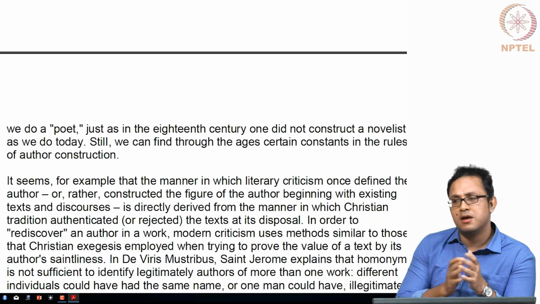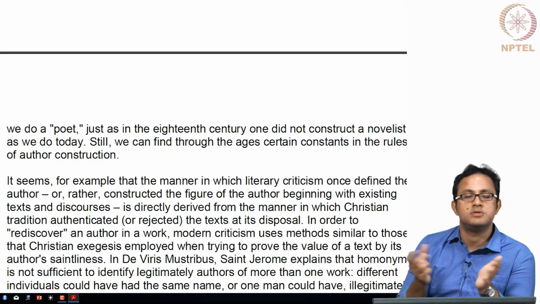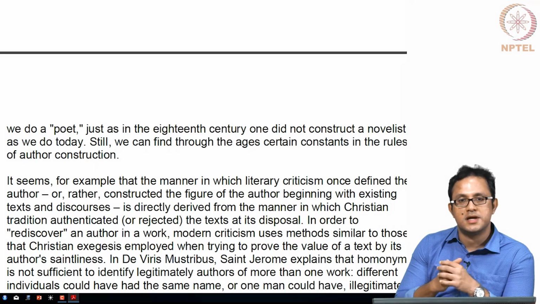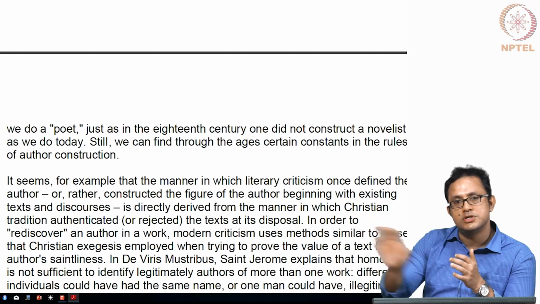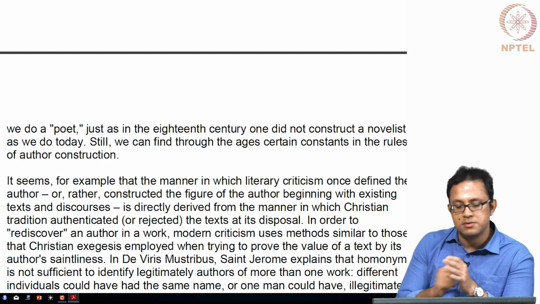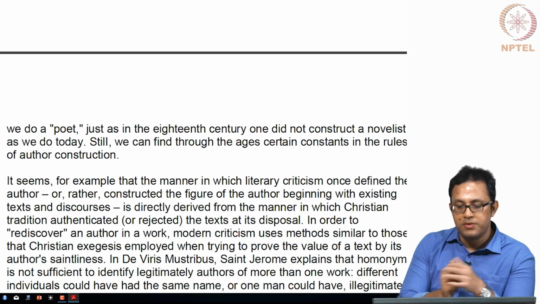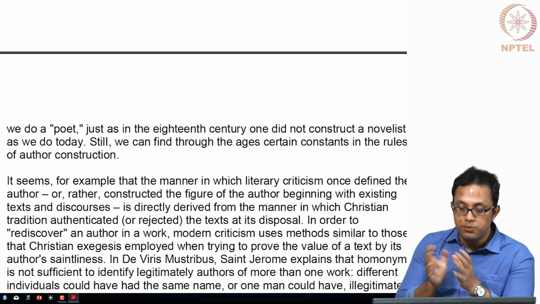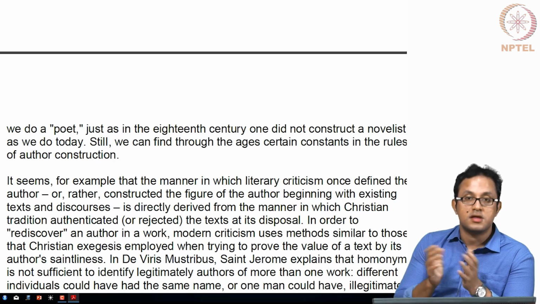So he's looking at a very interesting structural and functional similarity between the ancient Christian principle of acknowledging certain texts as religious texts and rejecting certain other texts as non-religious texts, and how a similar principle is in operation when it comes to the author function today. So he goes on to give an example: "In order to rediscover the work of an author in a work, modern criticism uses methods similar to those of Christian exegesis, employed when trying to prove the value of a text by its author's saintliness."